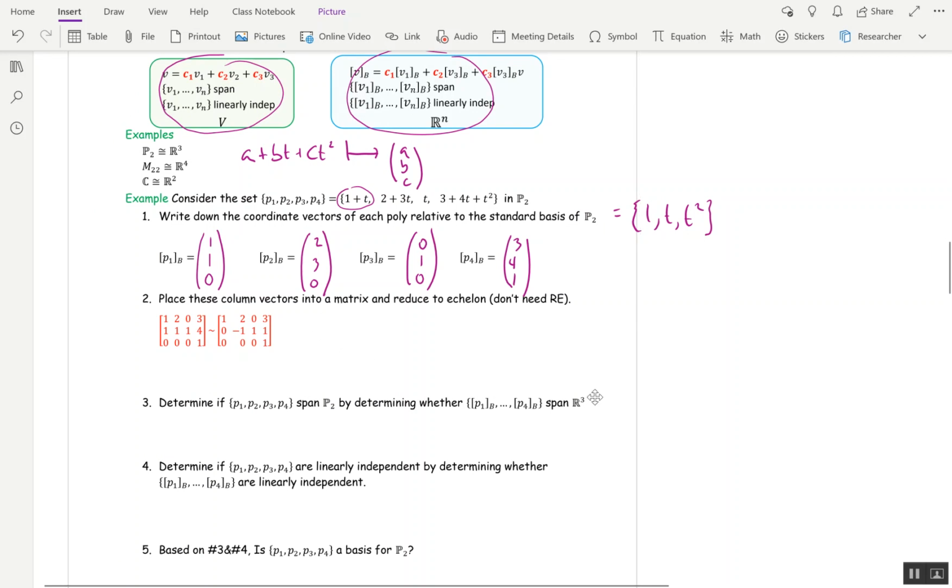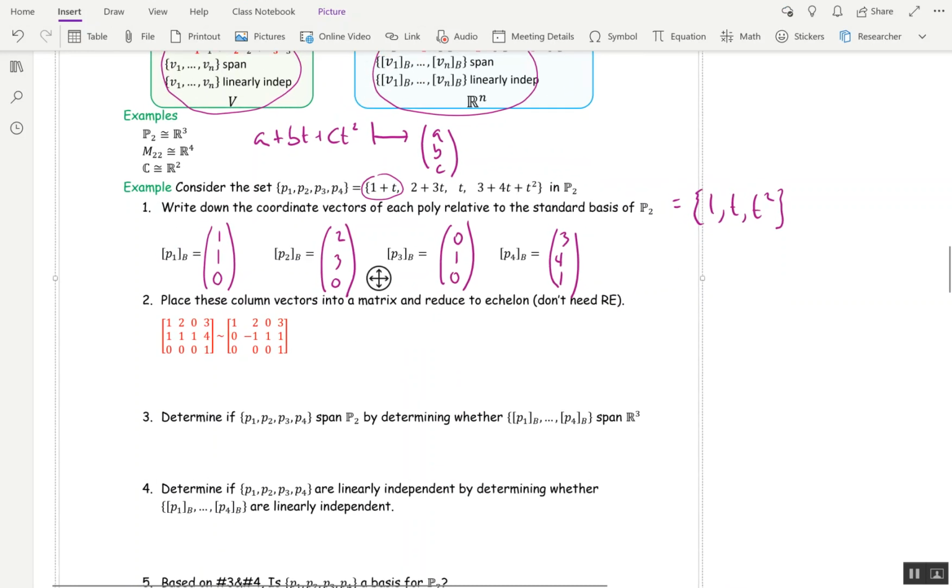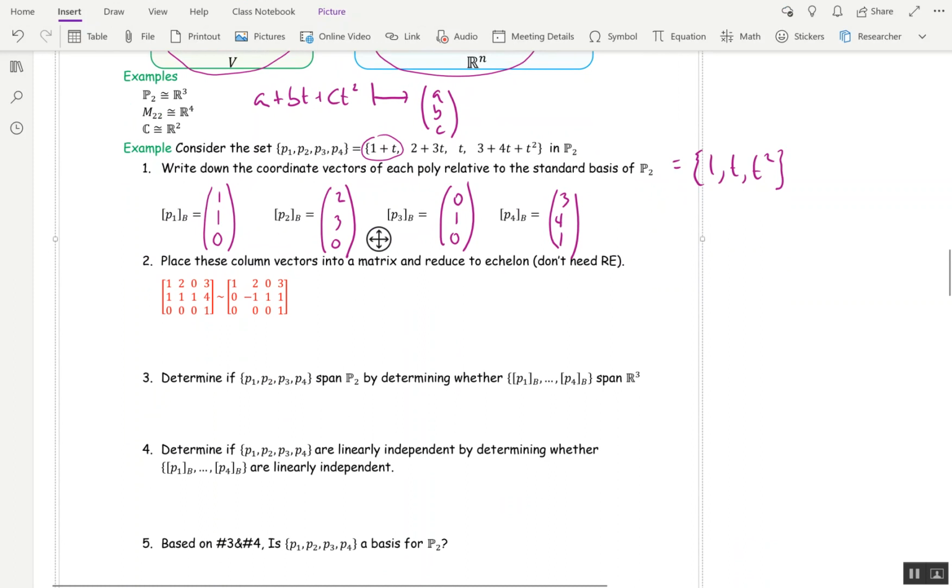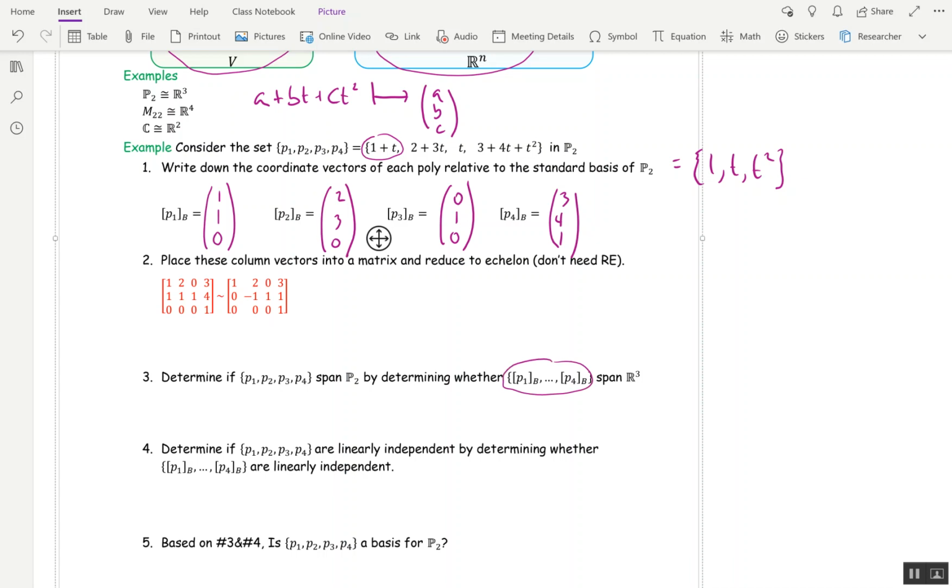Okay, now we're going to put those vectors into a matrix and reduce the matrix to echelon form. And I've already done that. Here's our echelon form. And we don't need to go to reduced echelon to answer questions 3, 4, and 5. So the first question is, do P1 through P4 span P2? Now that's a problem in R3, we say, do the coordinate vectors span R3?